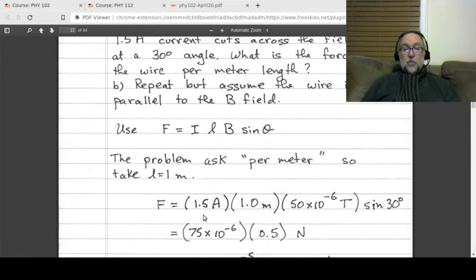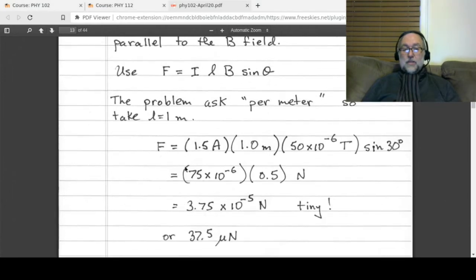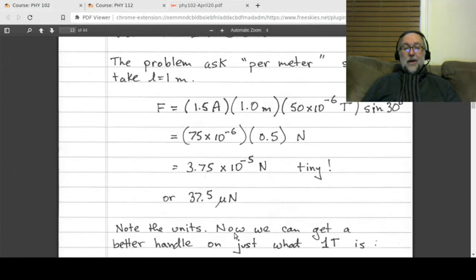Your current, I told you, was 1.5 amps. Your length is 1 meter because we want to look per meter. The magnetic field, I told you, was 50 microteslas. Micro is 10 to the minus 6, so 50 times 10 to the minus 6 teslas. And you work this out, and it turns out to be a really tiny number, only 37.5 micronewtons, or 3.75 times 10 to the minus 5 newtons per meter.